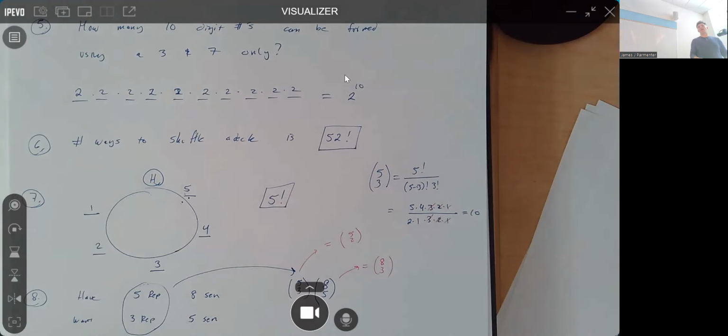But again, we don't probably really actually need to know that. I was just kind of flippantly saying, yeah, 5 choose 3 is 10.